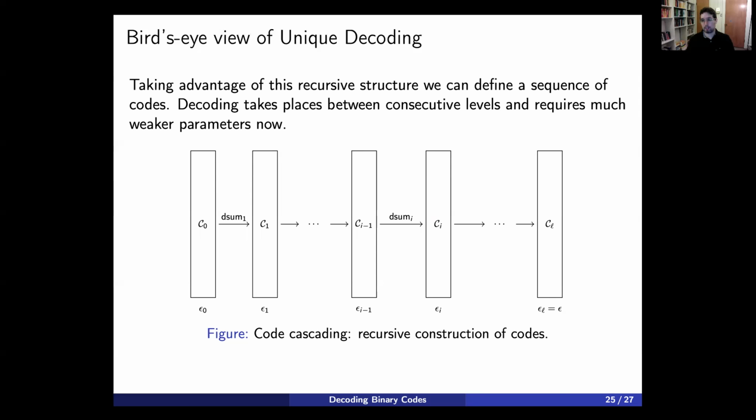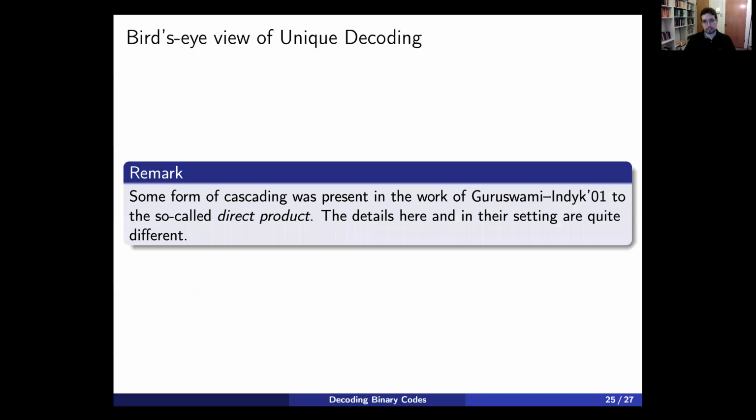The advantage here is that when you do the decoding, it doesn't need to start from here, decoding all the way back here. It's going to be in between levels. So if you want to decode a code here, it's going to invoke the unique decoder here, and it's only a nearby interaction. The parameters are going to be much weaker in this case. So this code cascading allows you to drastically reduce the parameter requirements.